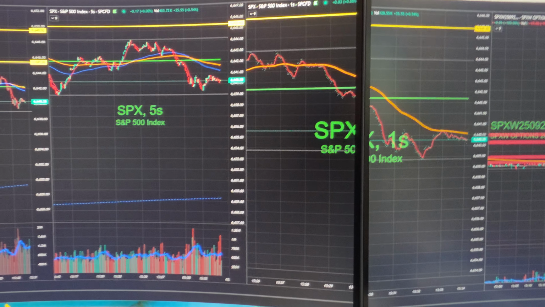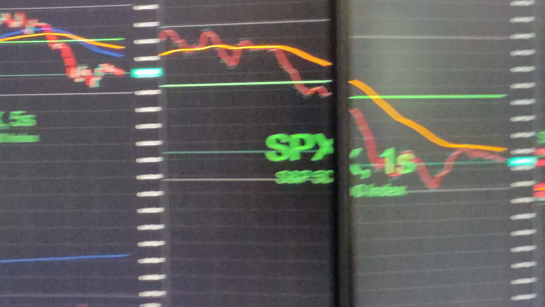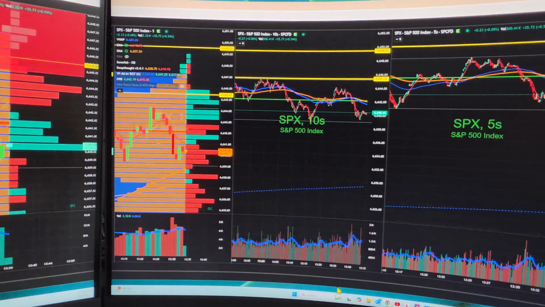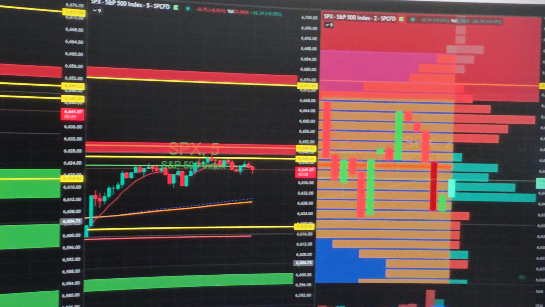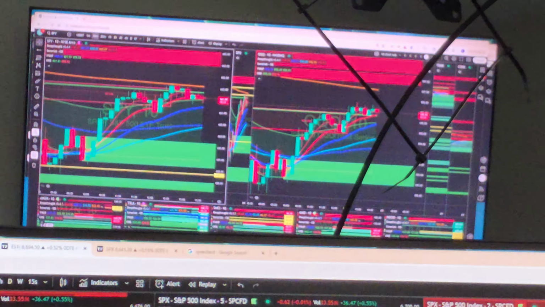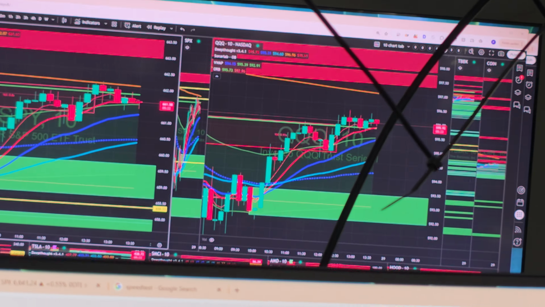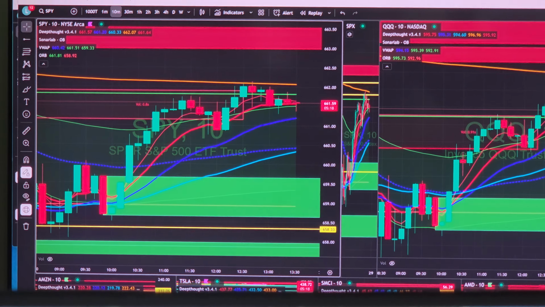And then this is where you get into the pattern. 1 second, 5 second, and 10 second are on the middle monitor. And then 2 minute, 5 minute, and 10 minute. And then up there, I've got the daily. I keep that as what it's done for the day.